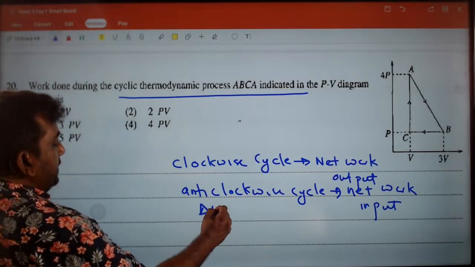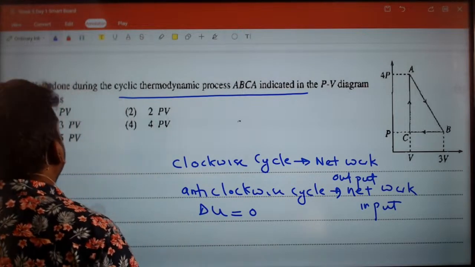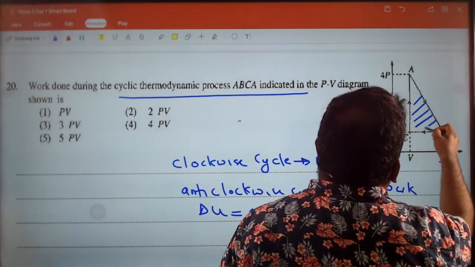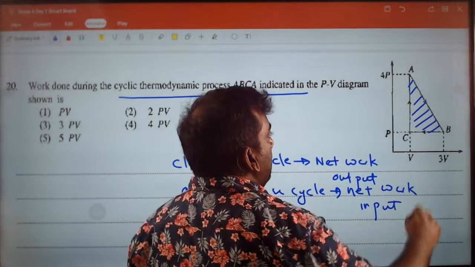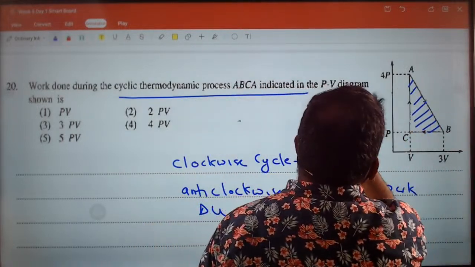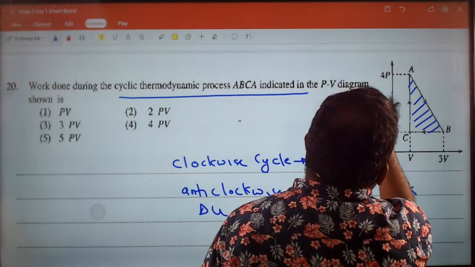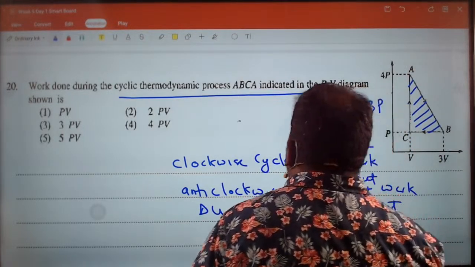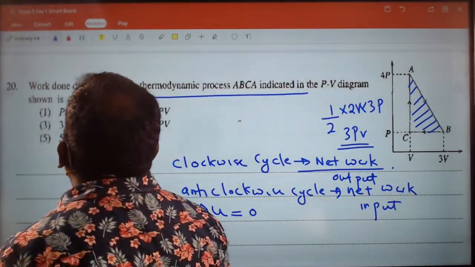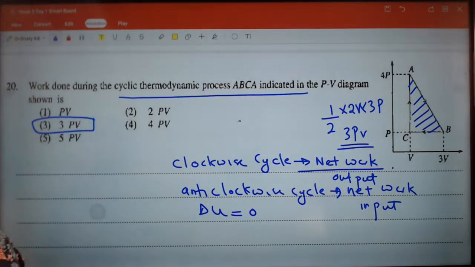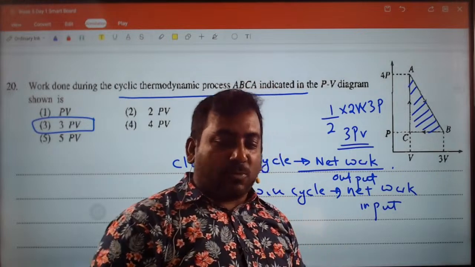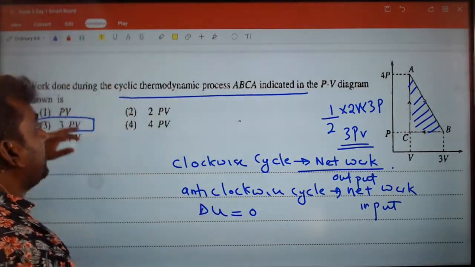Internal energy change in a cyclic process is what? 0. Right. Work done here, anti-clockwise cycle, area inside the cycle. So clockwise cycle, net work output is half base into height, 3 PV. 3 PV is answer number 3. Okay? So there you go, the MCQs. Now you are experienced. The experience is making you do this much more quickly and easily. Clear? Right.